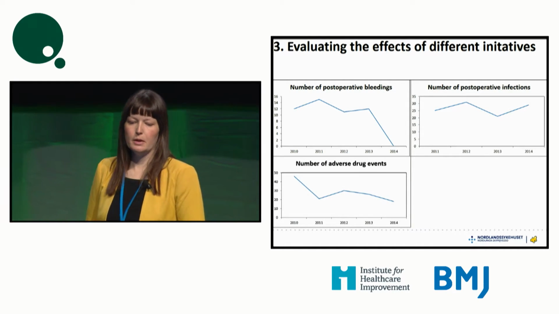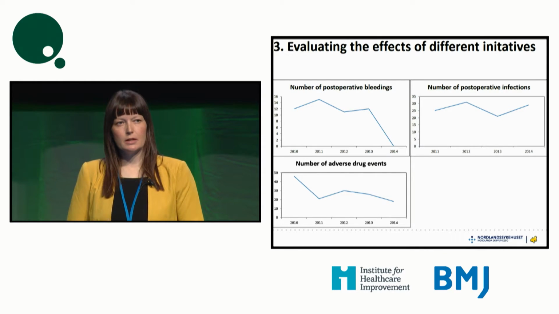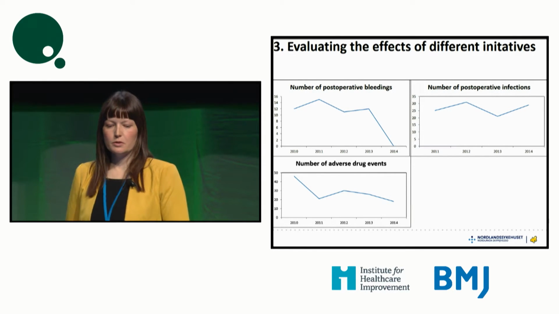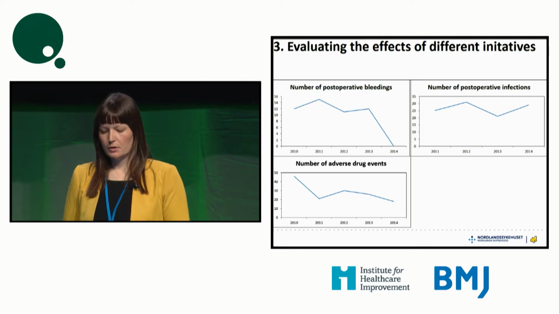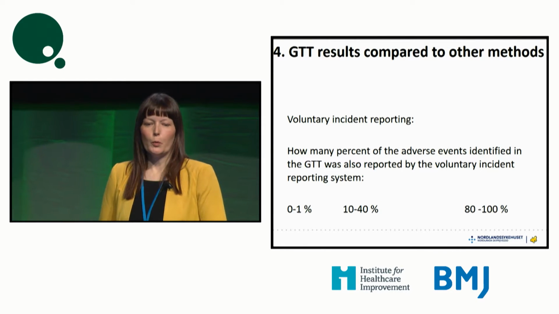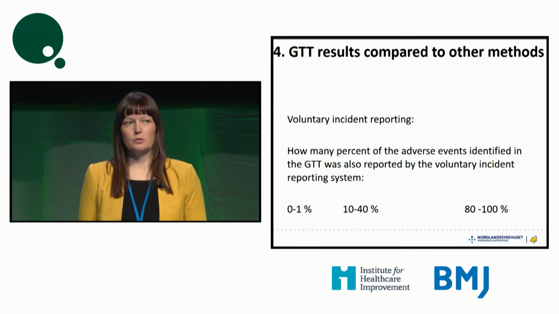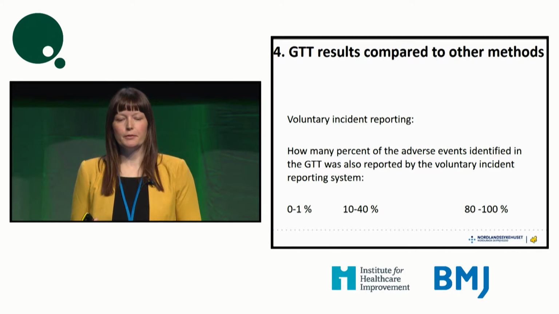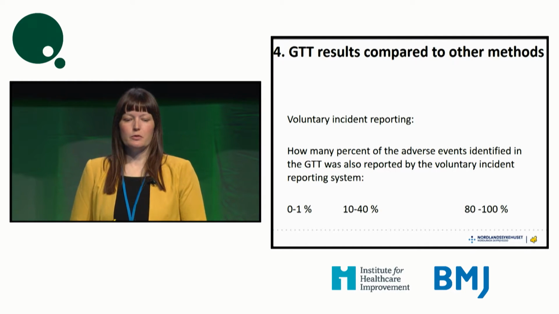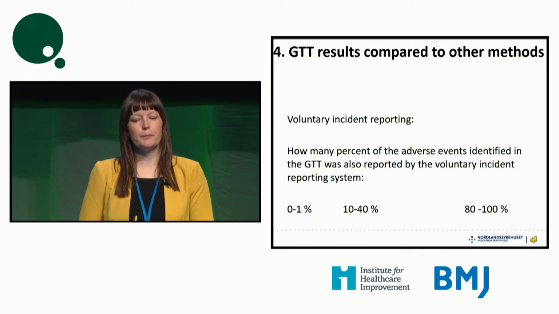The last example is about adverse drug events. When we started medication reconciliation in 2013, you can follow the level of the adverse drug events in the GTT results. And also, we showed it to the health personnel who had resistance to using the record review as a measurement. We compared the results that we found in GTT with the voluntary incident reporting.